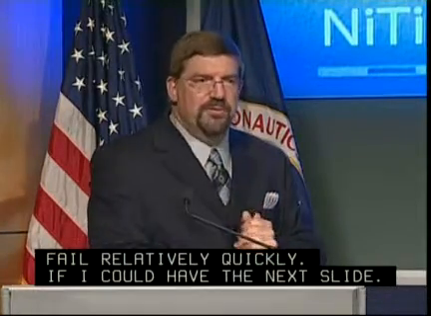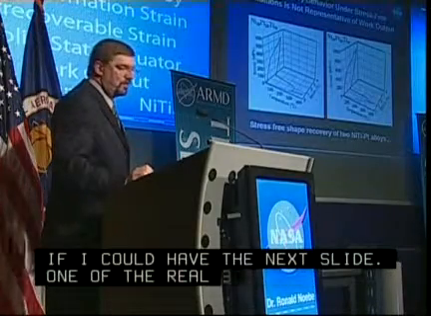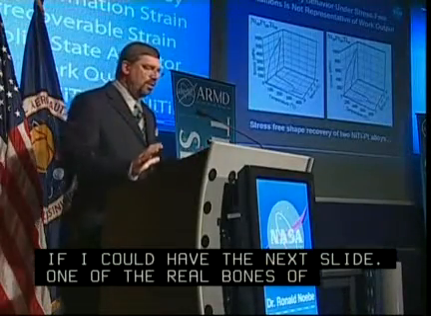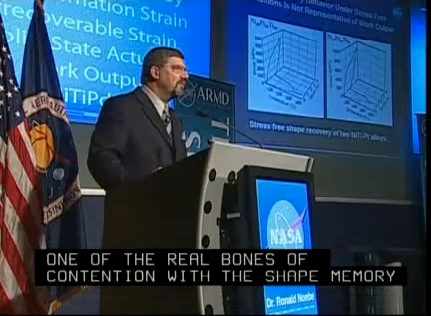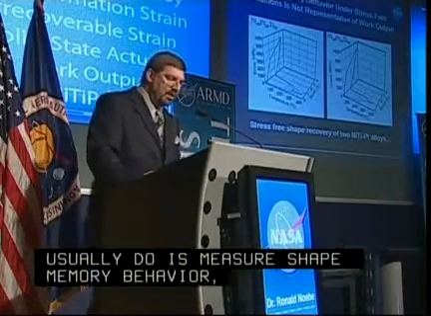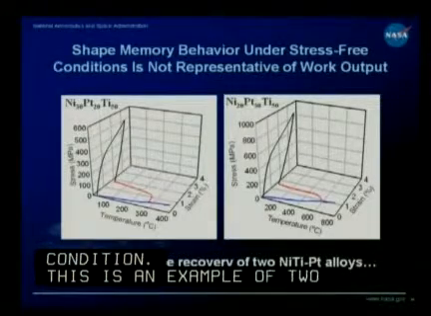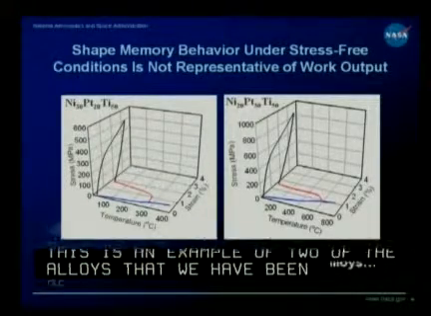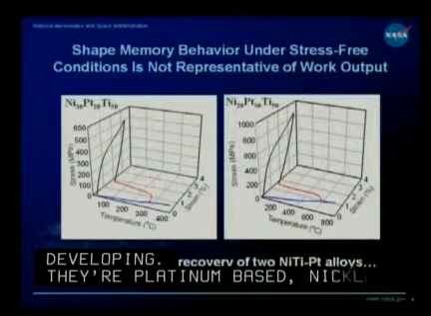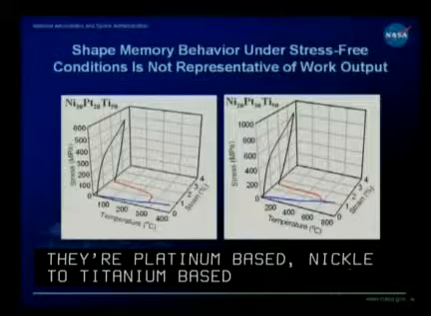One of the real bones of contention with the shape memory alloy community is that all they usually do is measure shape memory behavior. They don't do it under any kind of load biased condition. Now this is an example of two of the alloys that we've been developing. They're platinum based. It's a nickel to titanium platinum based system. The only difference between the two materials is that one of the systems contains 20% platinum, the other contains 30%.